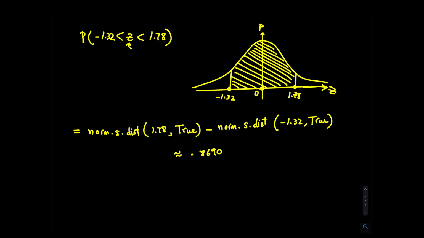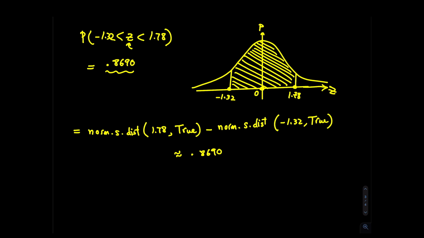What's the probability that z is between those two numbers? The probability of the strip is 0.8690, which is about 87%. And for probabilities in this module, you'll have to use 4 decimal places. So for x's and z's, you have to use 2 decimal places. For p's, you have to use 4 decimal places.